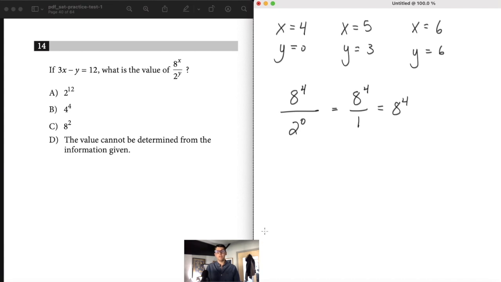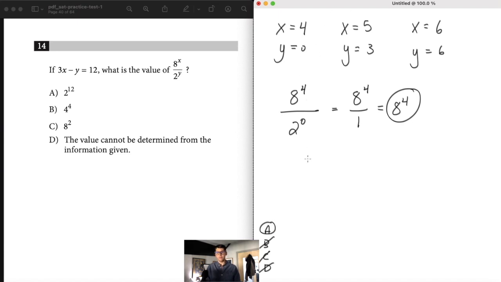I'll put A, B, C, and D down here. Well, it's definitely not 4 to the 4. It's something else to the power of 4. It's definitely not 8 squared. It's 8 to some other power, right? So it's certainly something that can be determined. We just determined it. We just don't know which number it was, so now it's answer choice A, right?